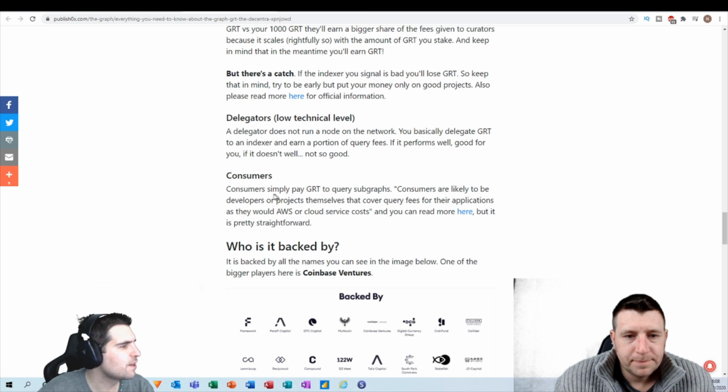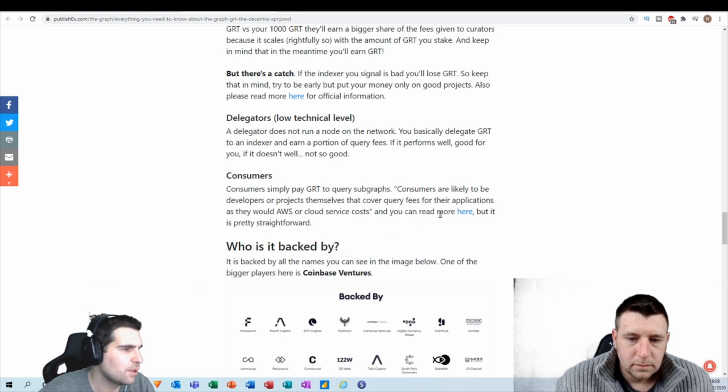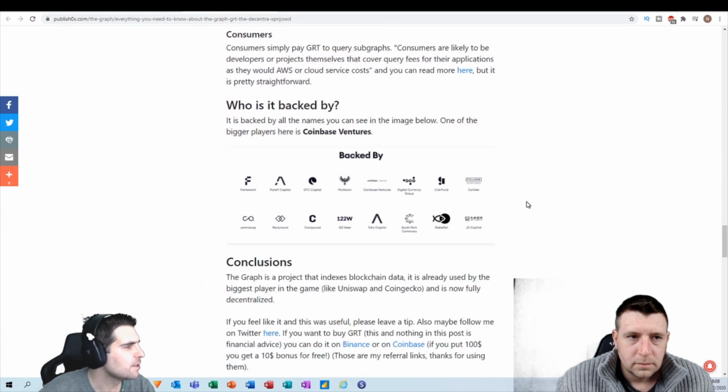And then you have the consumers, right? So the consumers are people who will pay GRT to query subgraphs. Subgraphs are basically, I guess, your little queries that your node operators and your curators are doing. Okay, so basically, you'll pay GRT to query a subgraph. Consumers are likely to develop on projects themselves and then cover the query fees and applications a lot in the same way that you have with AWS and other cloud services. So people creating dApps, etc., will be used to the concept of paying GRT anyway. So that's pretty standard.